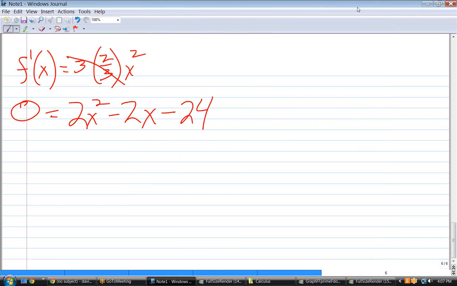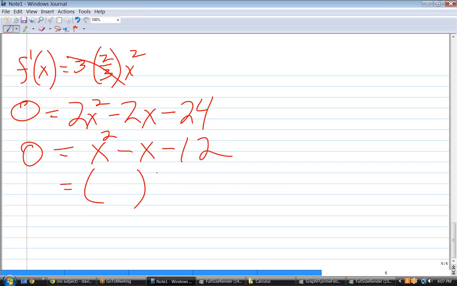The first step. Take the 2 out of all of them? Yeah. Let's just divide everything by 2. Makes it easier to factor. And I'll factor that. Let's see. So would it be negative 4 and 3? Good.